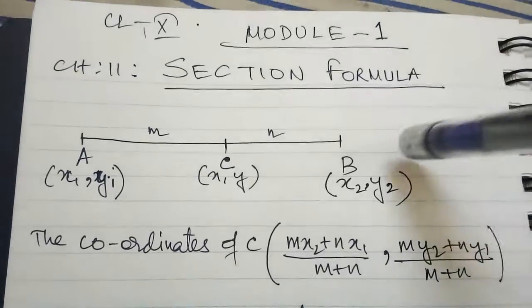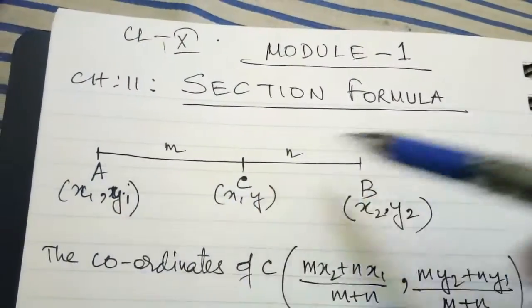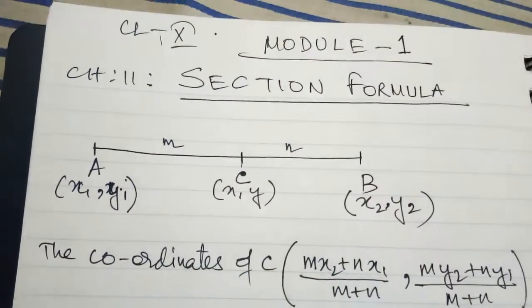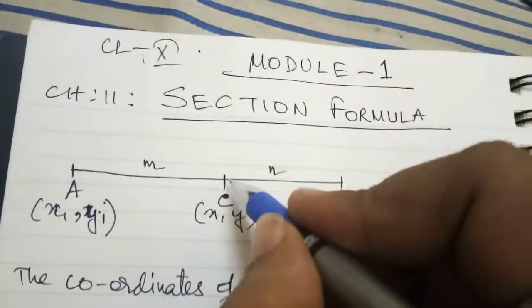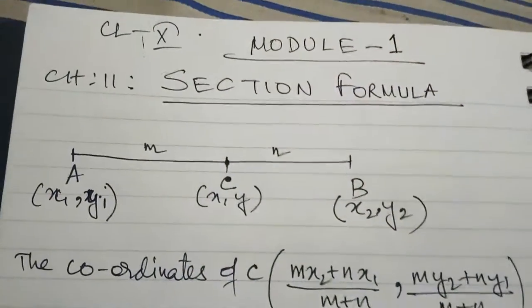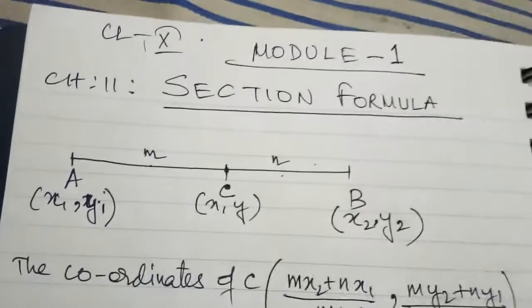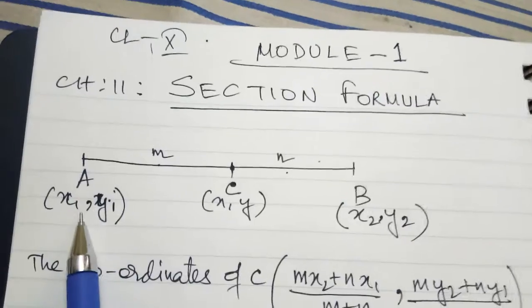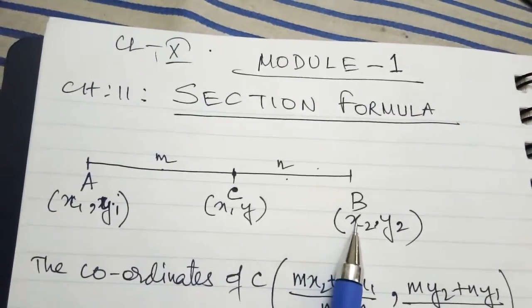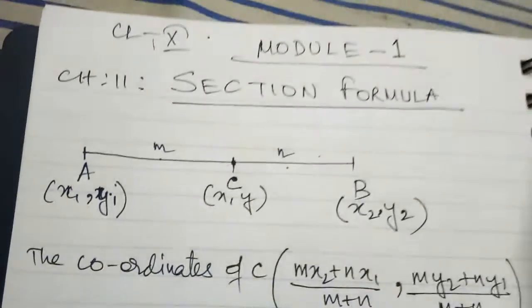Today in this section formula, see, I have drawn one line over here, A to B, and C is the point on it. These are on the basis of coordinates. Here m and n are written, these are the ratio. The coordinates of A are x1, y1, B is x2, y2, and the coordinates of C we don't know, so I've written x and y.